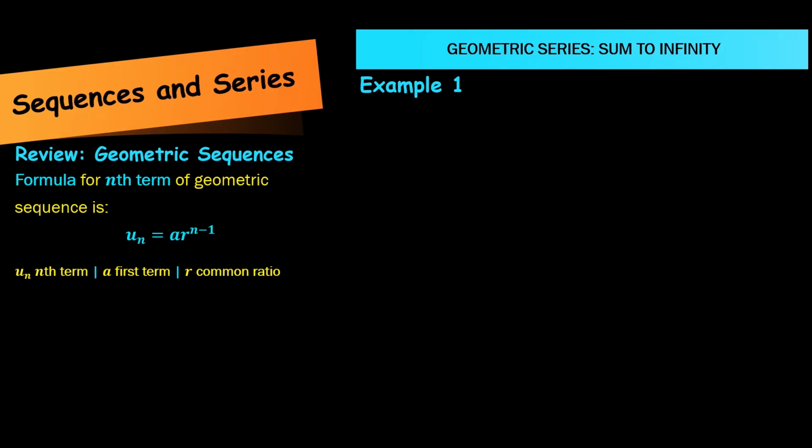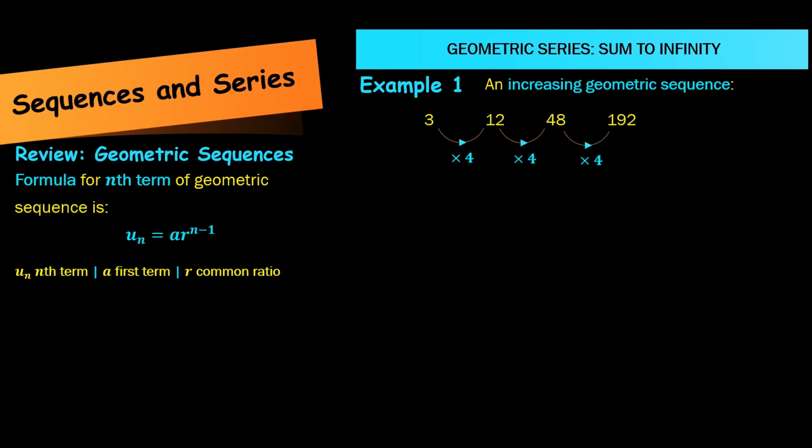Let's take a look at an example. An increasing geometric sequence could be of the form 3, 12, 48, and 192, and so on. We've multiplied each term in the sequence by the same number, namely 4, to obtain the next term in the sequence. So 3 has been multiplied by 4 to give 12. 12 has also been multiplied by 4 to give 48. And 48 has also been multiplied by 4 to give 192.